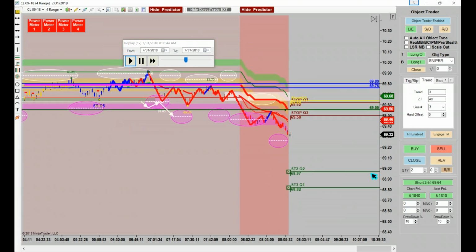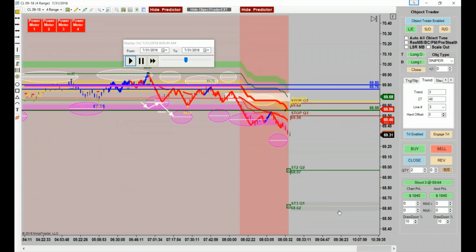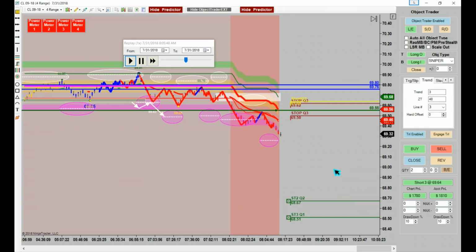And does anybody remember exactly where I called this trade out this morning? Anybody? Well, let's watch it. Let's just watch and see. You tell me when it starts stair stepping, not down, but back up.